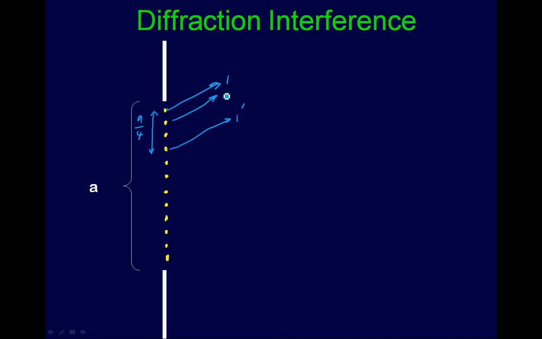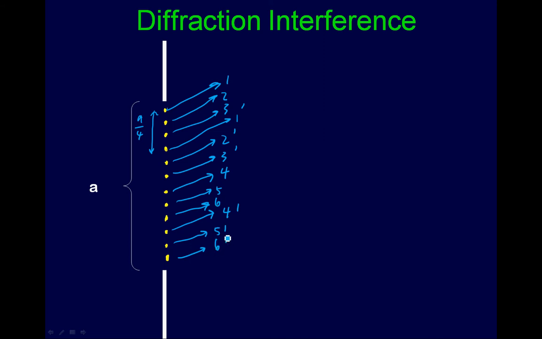And if we keep doing this, so here would be 2, this would be 2 prime, this would be 3, this would be 3 prime. So these are all, if you look at them, separated by a distance of A divided by 4, going to have that same destructive interference. And you can do the same thing down here. So this would be 4, and then 1, 2, 3, 4 prime, 5, and 5 prime, and then 6 and 6 prime. And so that's how the A divided by 4 piece works.